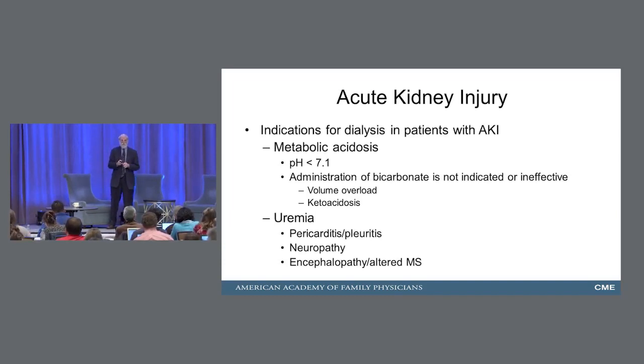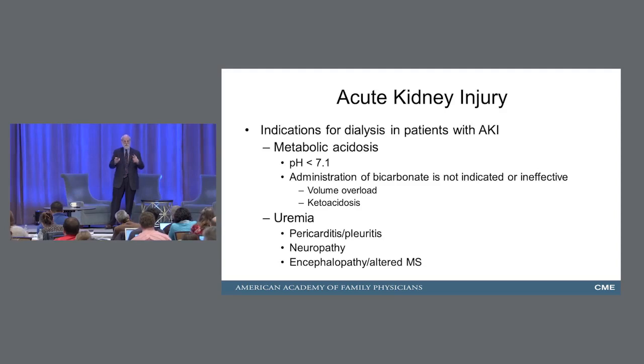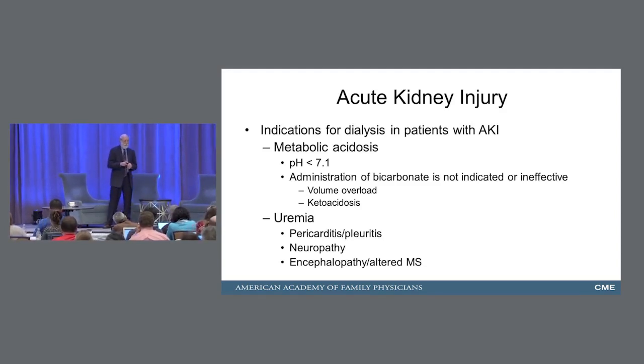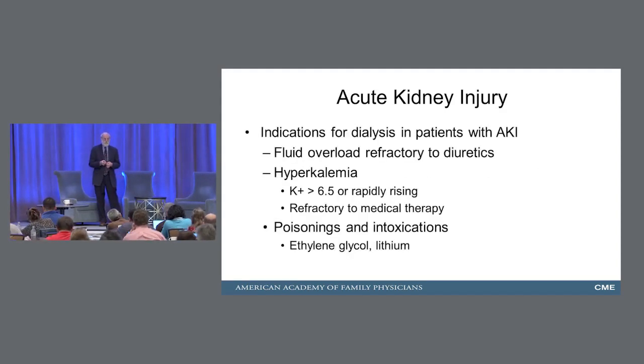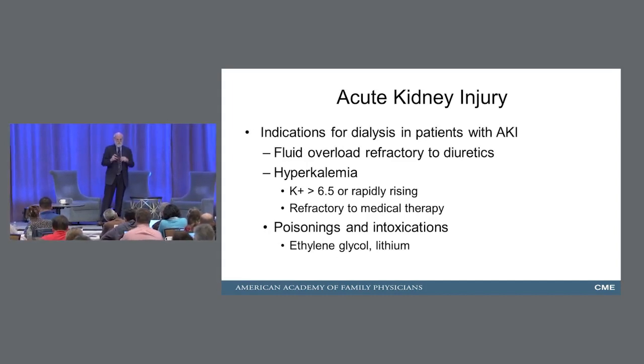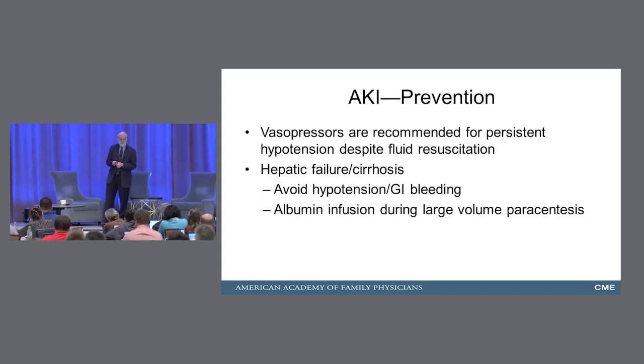Metabolic acidosis, pH less than 7.1, unresponsive to bicarb, who are volume overloaded. Those who have uremic pericarditis, neuropathies, or encephalopathies. Fluid overload, refractory to diuretics, hyperkalemia, refractory to medical therapy, poisonings and intoxications such as ethylene glycol or lithium.